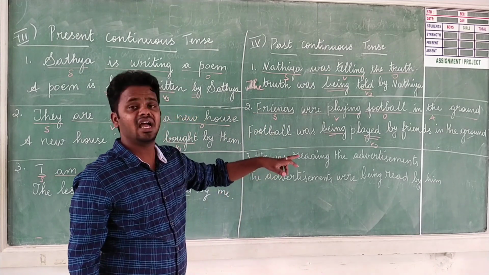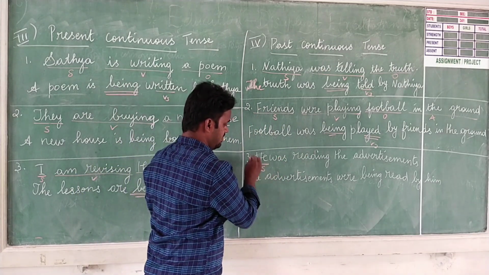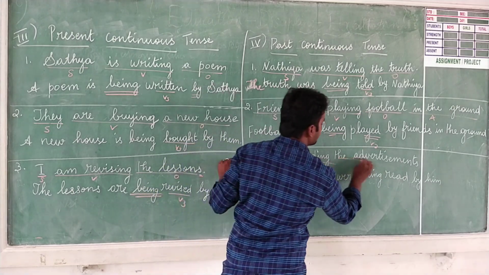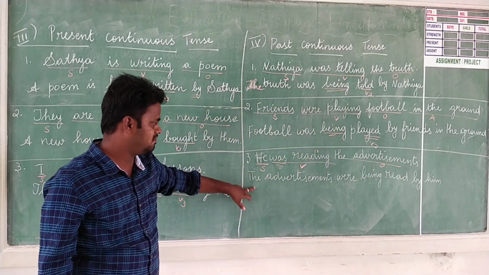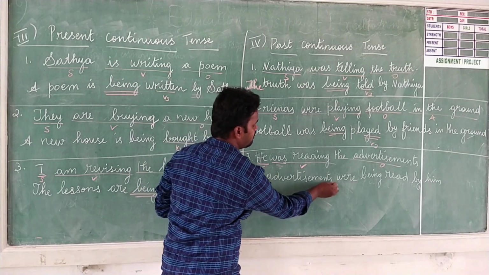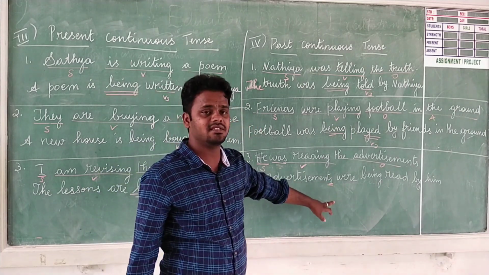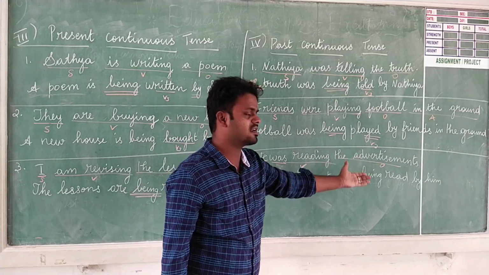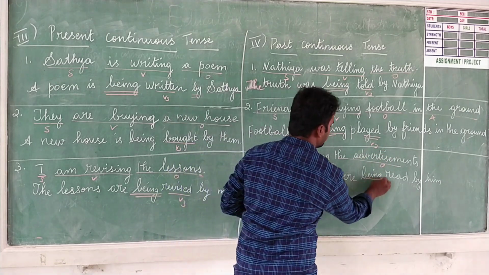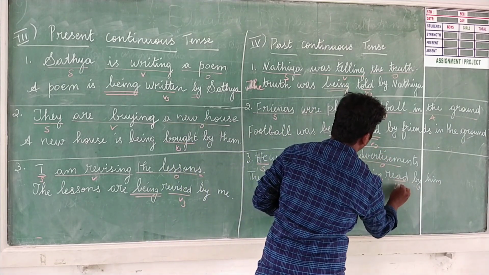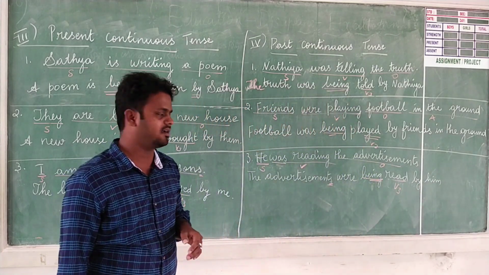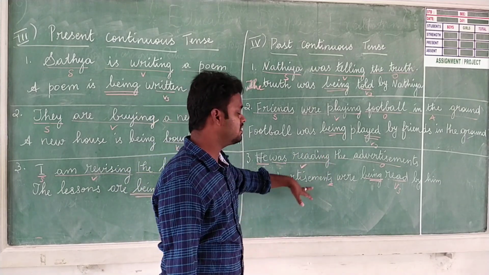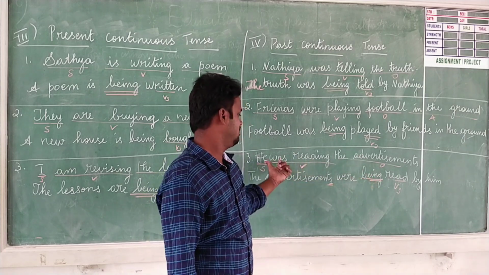Then he was reading the advertisements. So here he is the subject, was reading is the verb, the advertisements is the object. So the advertisements were, why? Because we are having a plural subject. The advertisements is in plural form. The advertisements were being read by him. Were being read by him. So we should have being here. And the V3 form of read is read. The spelling remains the same, but the pronunciation is quite different. The advertisements were being read by him.